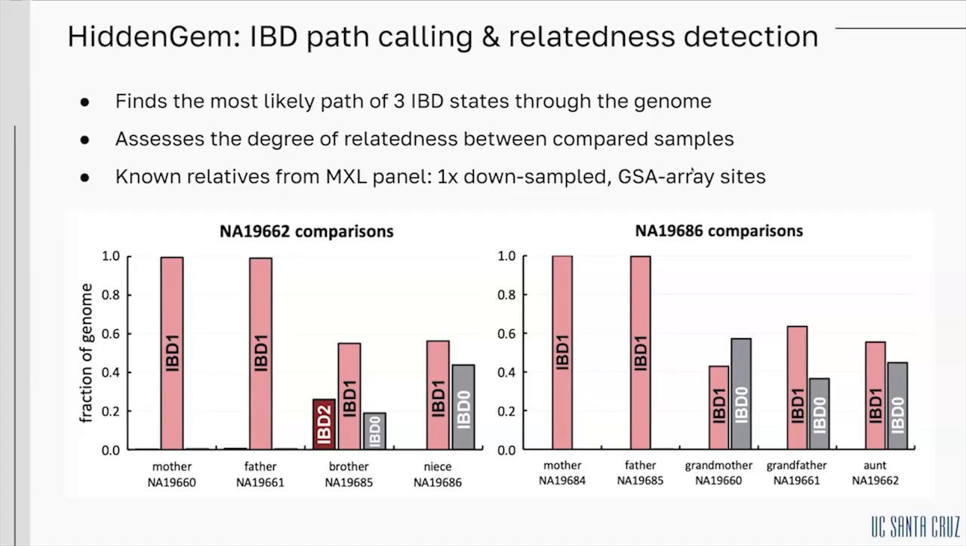We know that variations in these numbers are expected due to the random nature of recombination, but in general, we can see that the proportions reported from Hidden Gem show reasonable concordance with the expected values, given the known degree of relatedness for each comparison.